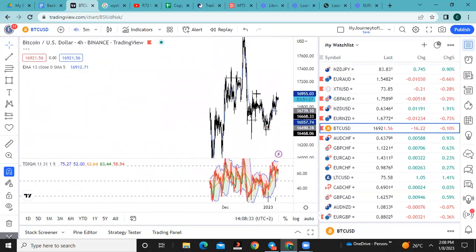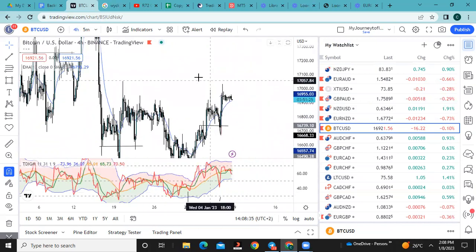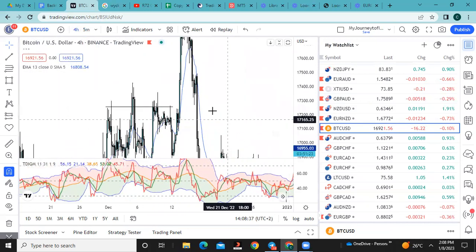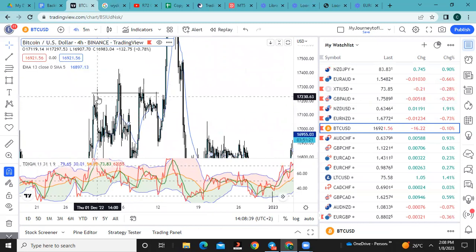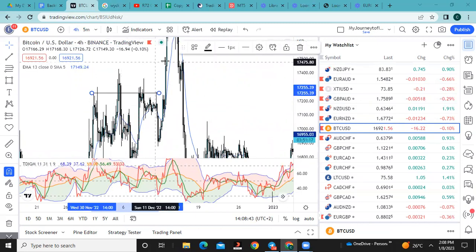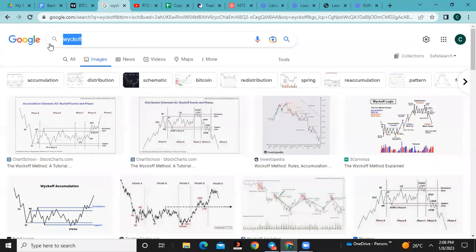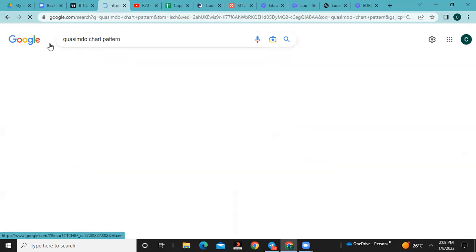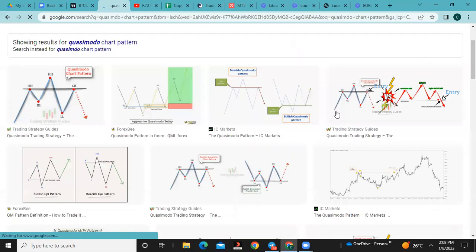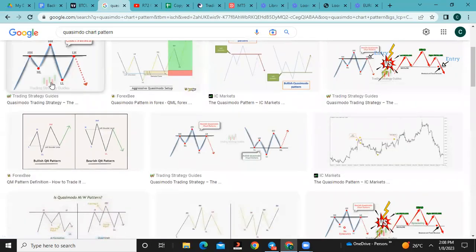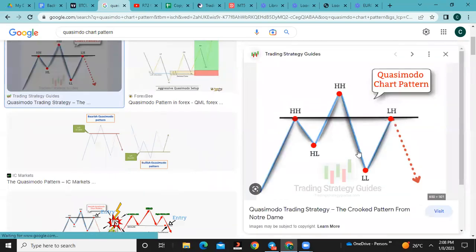Not just gonna go to the 5 minute straight. But you see, guys, look, it doesn't just happen. Look at the pattern I was showing you guys. Look here. We have that Quasimodo pattern that I was putting you guys on to earlier. Quasimodo chart pattern. It looks like a type of head and shoulders, but it breaks structure to the downside there.